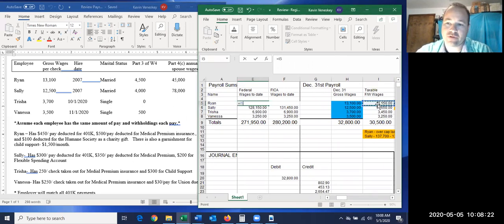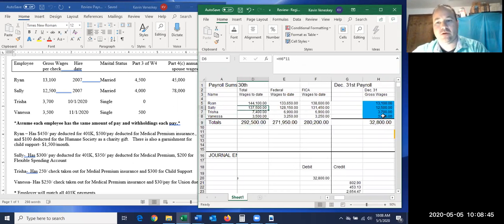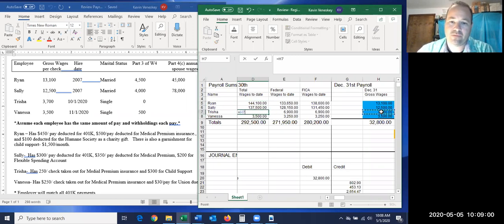Take this number, 12,150, multiply it by 11. Same thing for Sally, multiply it by 11. This, multiply it by 2. And this, multiply it by just 1, so just that. Total wages, that would be my gross wages to date. Simply taking this times 11. Same for Sally. This times 2, and this times 1.